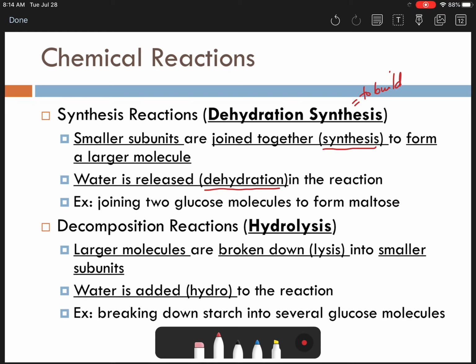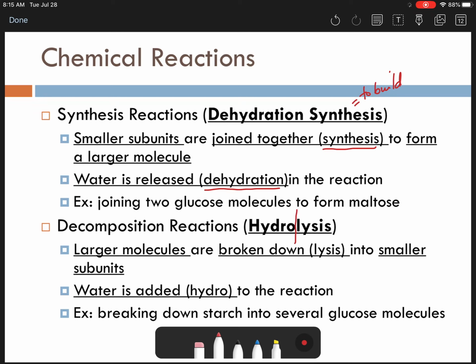An example could be when we're trying to join two glucose molecules together to form maltose. That would be an example of a dehydration synthesis. In order to get those two molecules to fit together, you actually have to remove the hydrogen from one of the glucose molecules and a hydroxide group, the OH group, from another one. Well, when you join those OH and H together, you get H2O, which is water, and so that's the water that's being released. In a decomposition reaction, we call that a hydrolysis reaction.